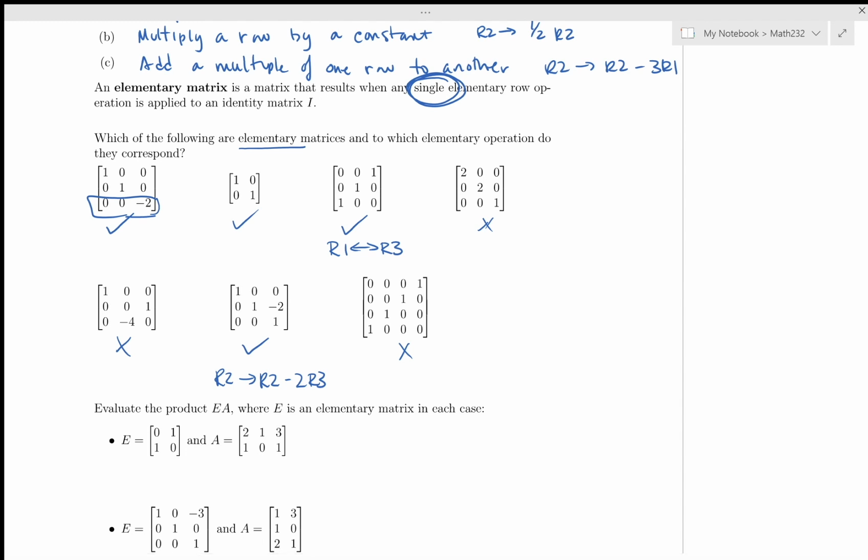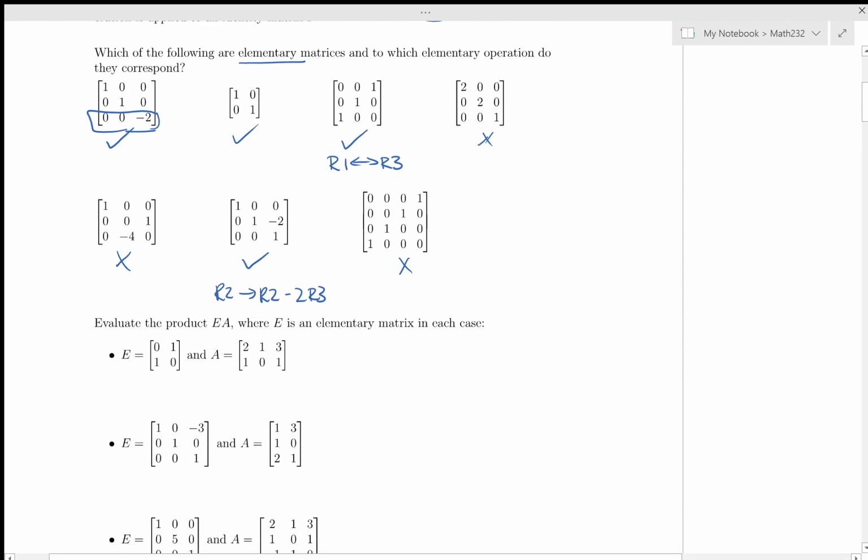Now let's take a look at this elementary matrix right here, and it is the identity matrix with rows 1 and 2 swapped. What we're going to notice is if we take this matrix E, 0, 1, 1, 0, and multiply it by this matrix A there, perform this multiplication, this is what you get.